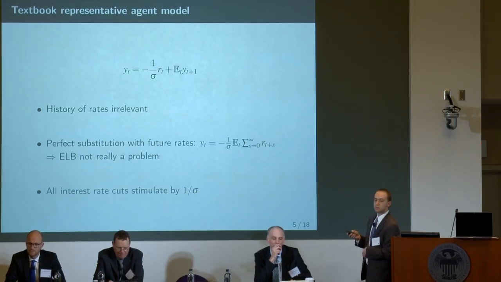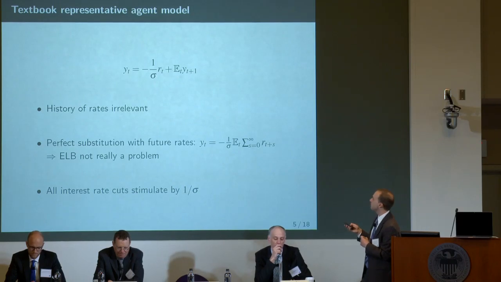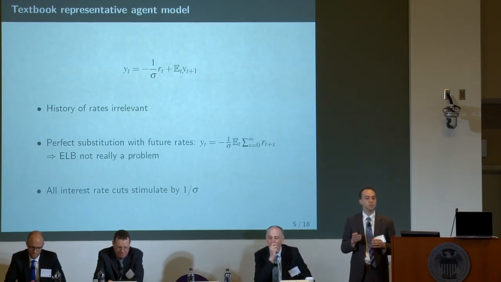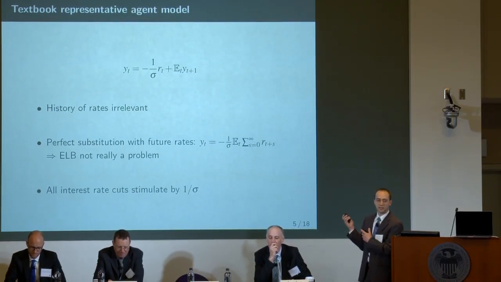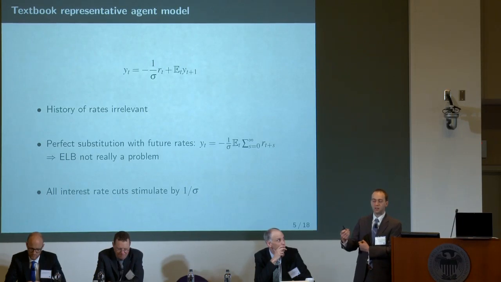So the first thing we can observe from this equation, so this is sort of like the textbook model, if you will. The first thing we can observe is that it's purely forward-looking. So the history of interest rates is irrelevant in this simple model. Okay? So that sort of current stimulus creates a drag on future demand doesn't show up here.